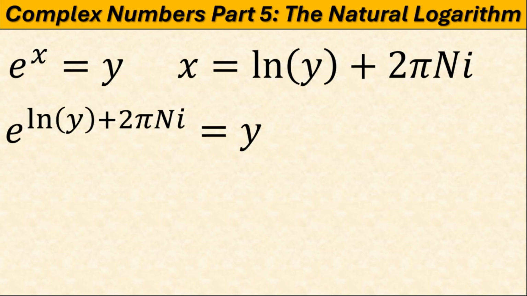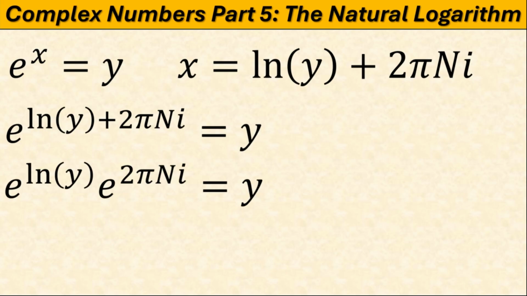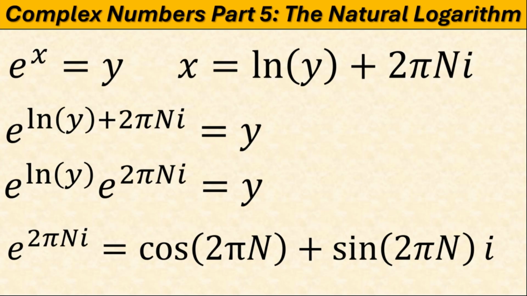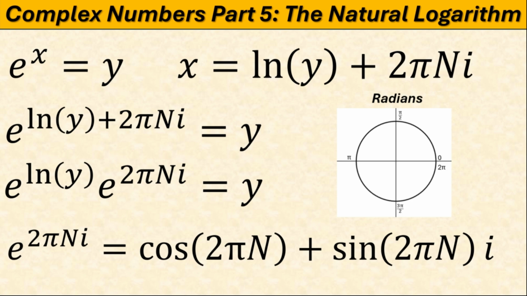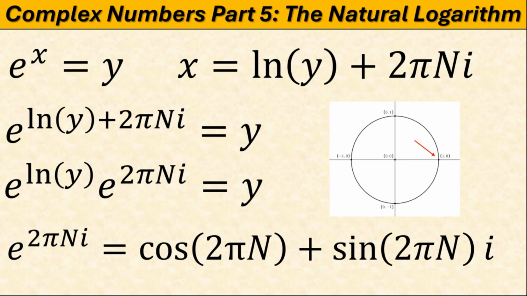We can see why there's an infinite amount of solutions when we plug it in as a solution. Using exponential rules, we can split the exponent, and then we can use Euler's formula, discussed in part 4, to expand e to the 2 pi n i as cosine 2 pi n plus sine 2 pi n i. Evaluating these angles in radians shows that for any integer n, the angle will be at this point. And then defining the cosine and sine functions as x and y coordinates in the unit circle, we see that cosine 2 pi n equals 1 and sine 2 pi n equals 0 for any number n.